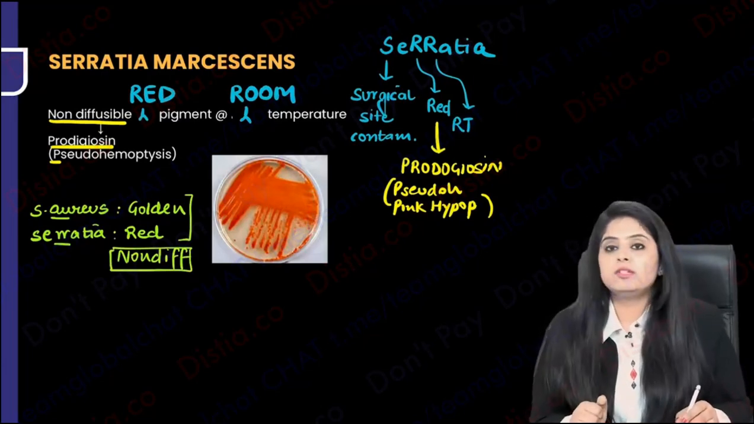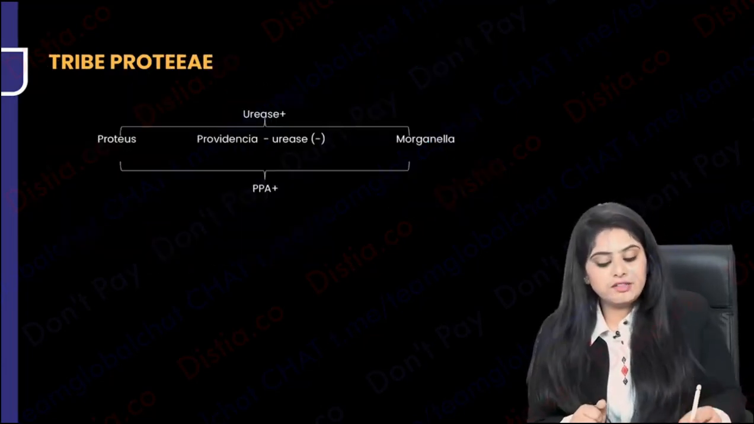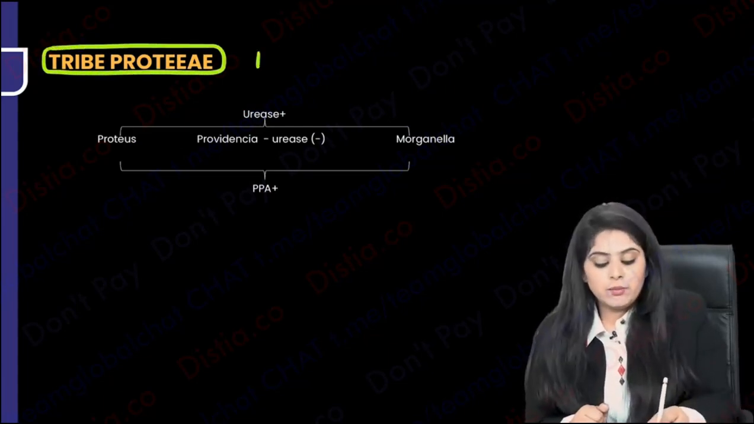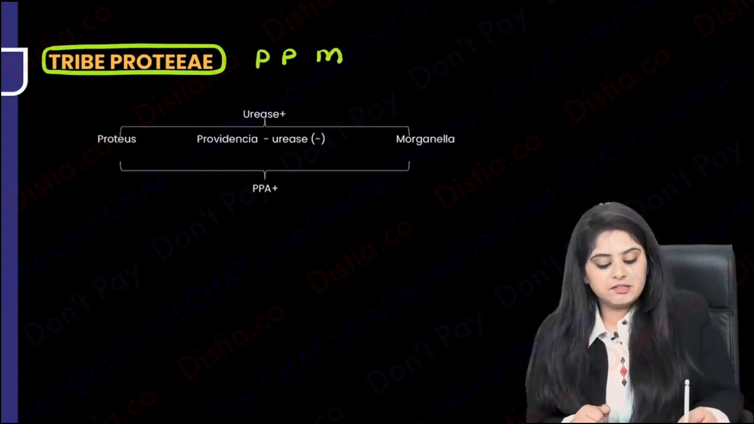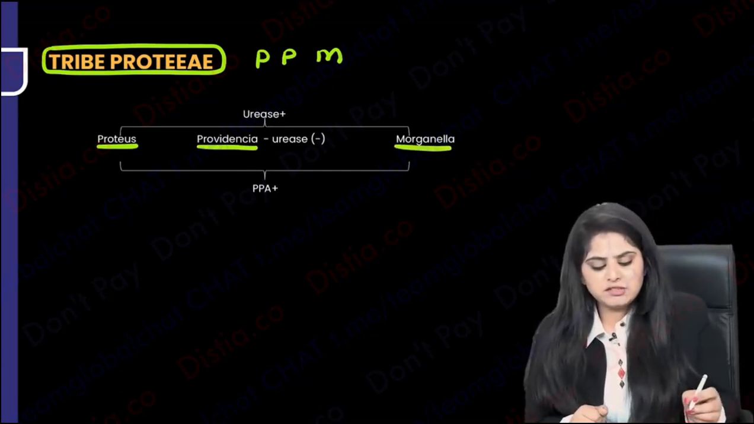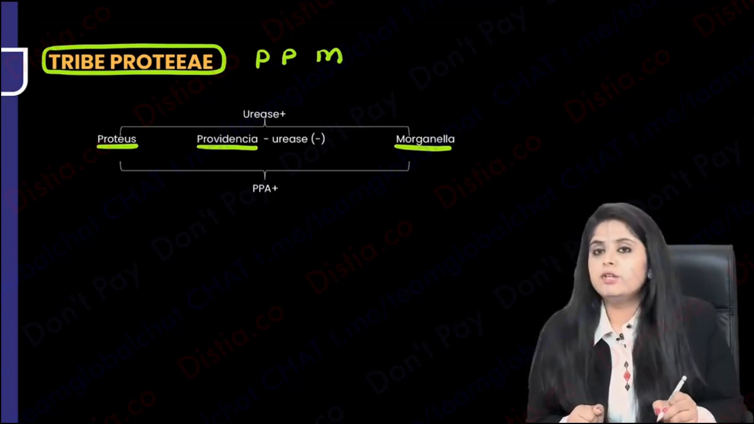Okay, so this is done with the tribe Klebsielleae. What do we move on to next? We now go on and start our story of the tribe Proteae. And I told you Proteae is going to be PPM, which means it's of course going to have Proteus, but it's also going to have Providencia and Morganella.